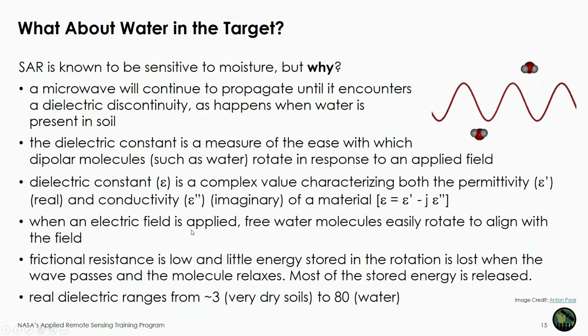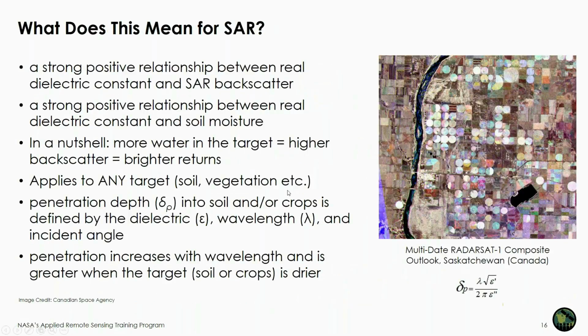So when an electric field is applied, that free water molecule easily rotates, and then when the wave passes, the energy that's stored in that rotation is released. The real dielectric constant ranges between 3 in very dry soils up to a dielectric constant of 80 if we have significant water in the target.